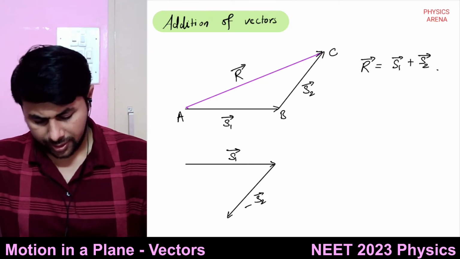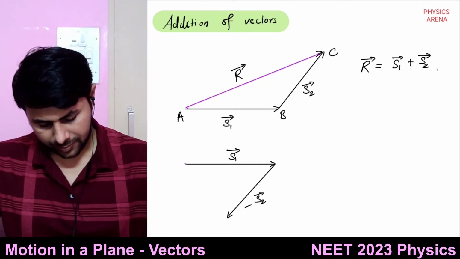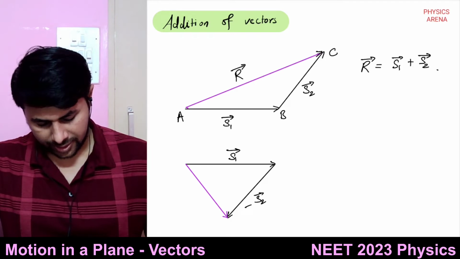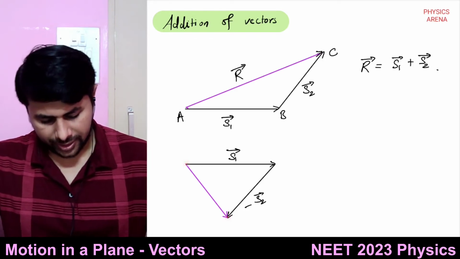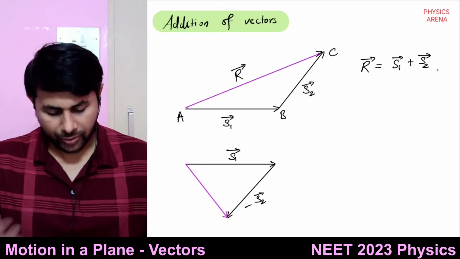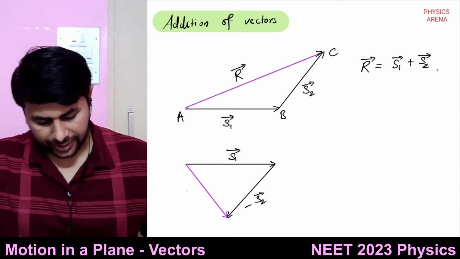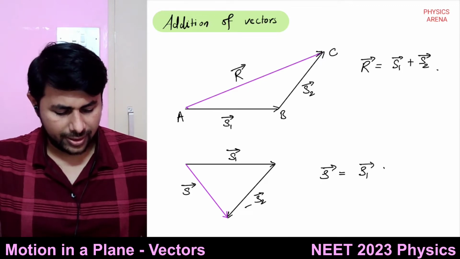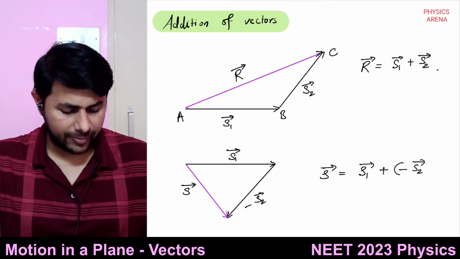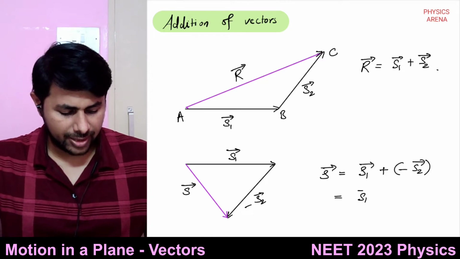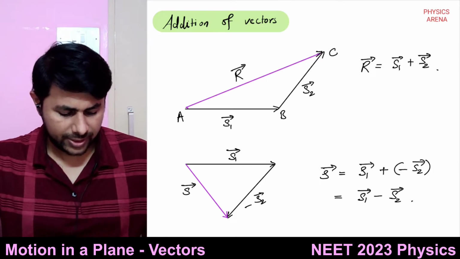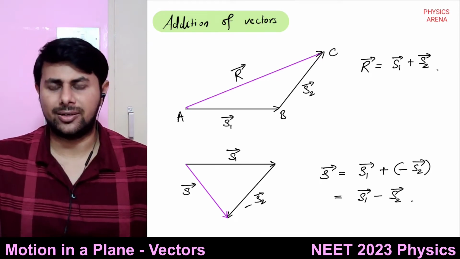Now, if I join the start point to this end point, I will get some vector. And what will be that vector? Let's suppose it is S bar. So this S bar is equal to S1 bar plus minus S2 bar, and that means it is S1 bar minus S2 bar. So I have subtracted S2 bar from S1 bar.